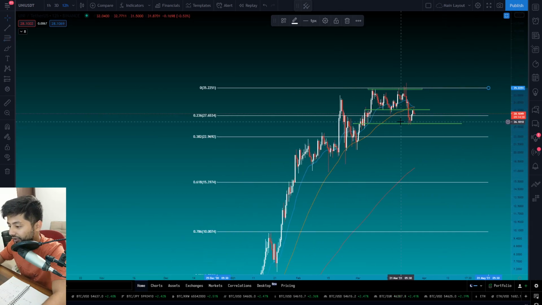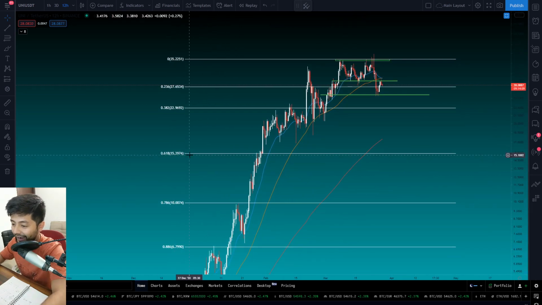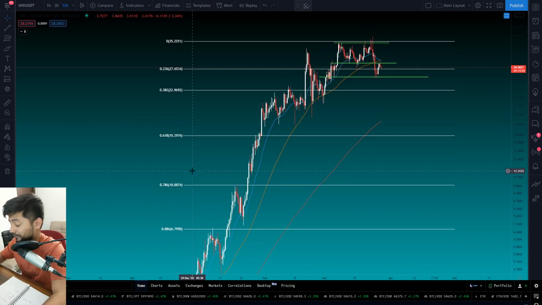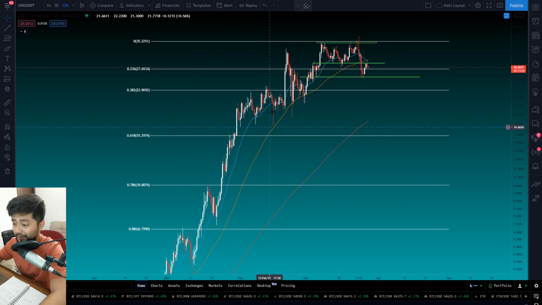So if you reject this support right here, you're going to be coming back down at the 382 and testing the $23 levels, right? But if you do lose the $23 levels, guys, nothing's going to stop you from the 618 retracement at the 15.4, ultimately headed towards $10 levels. But a very far-fetched piece of price action.